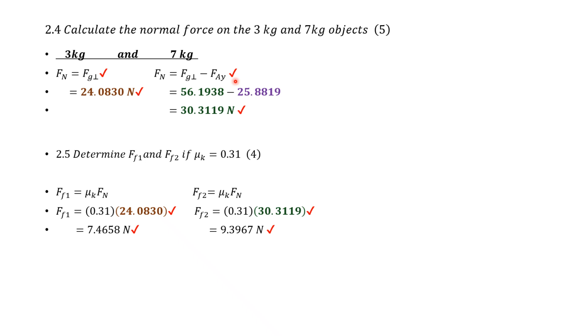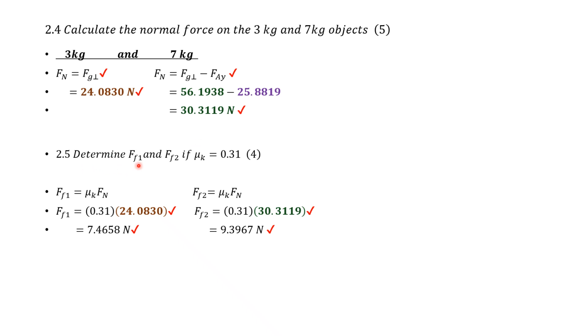So that's where we try to catch you out. That's 56,1938 minus what we found just now in the previous problem, 25,8819, which then gives me 30,3119 newtons, or 30,31 if you want to round off to 2 decimal places.